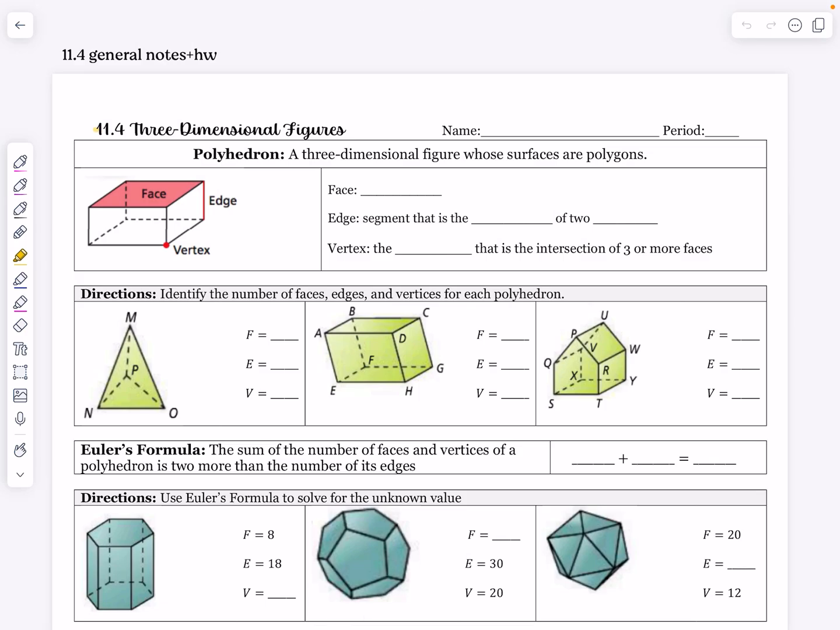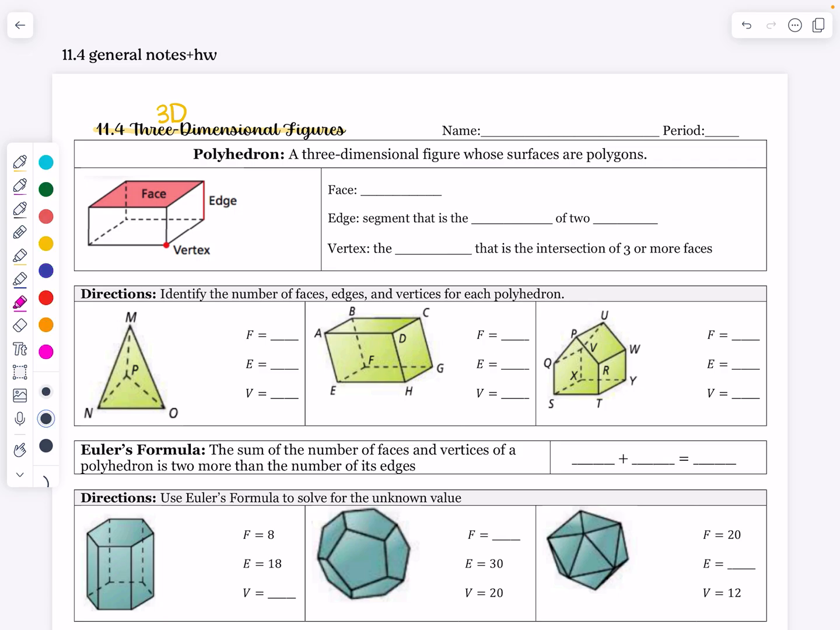Hello everyone, and welcome to our 11.4 notes on three-dimensional figures. Another way to say that is to just call these 3D figures. So we have been working with 2D figures. We just took a test on area, so that's all of our flat shapes. And now we're looking at three-dimensional figures.